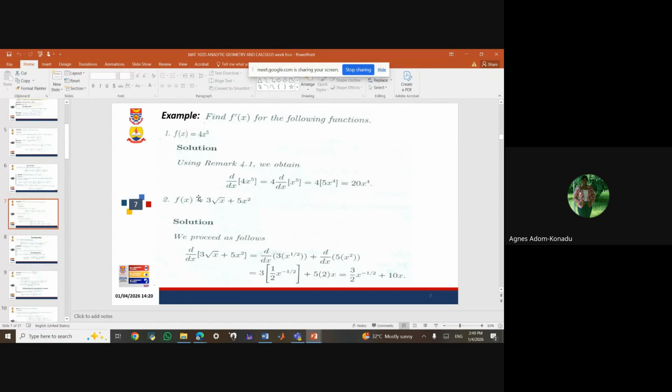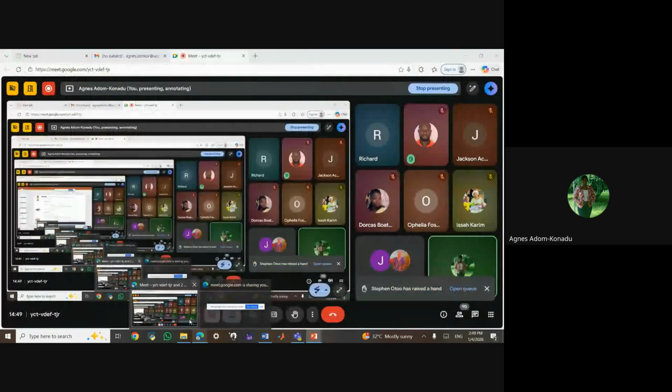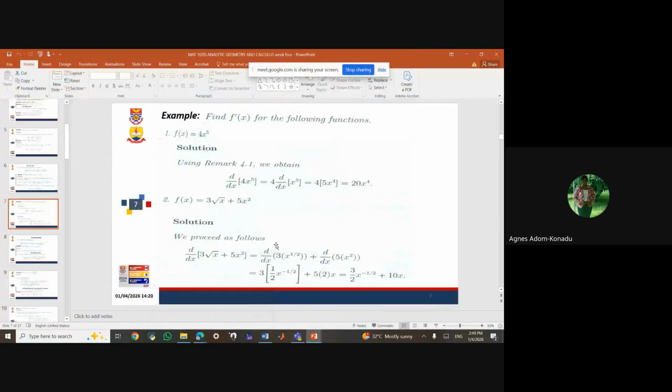Then the second one, I have 3 times square root of x plus 5 times x squared. Okay. So to differentiate this one, I'm going to apply so many laws. So I have d dx of 3 root of x plus 5x squared. This one, I'll first apply the sum rule. So the sum rule says that I should differentiate the first term, plus the differential of the second term.